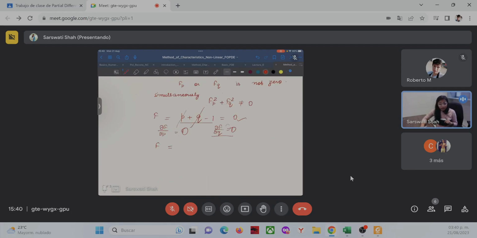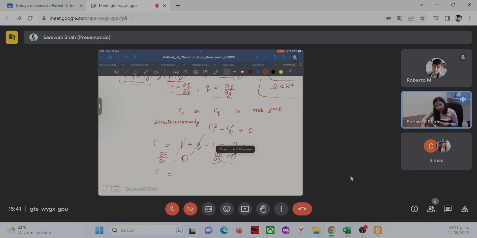So either FP is 0 or FQ is 0, but both cannot be 0 at the same point, because if both are simultaneously 0 at the same point, then because of the continuity of the equation, they are going to assign 0 at all the other points, and in that case we are going to get an algebraic equation, and we will not have any partial differential equation. But we are discussing the characteristic method for a first order partial differential equation. So that's why at least one of them should be non-zero, at least one of them.